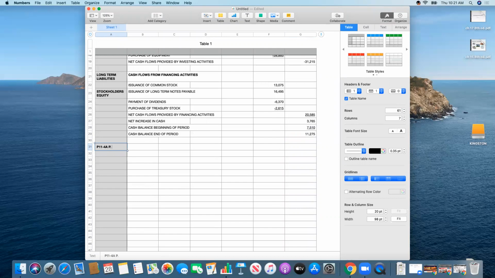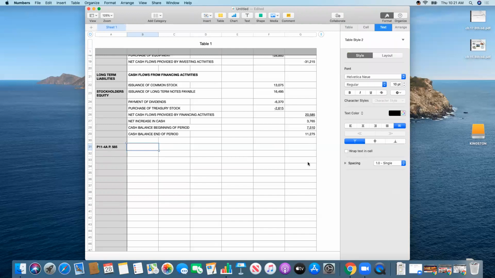Right, and this is on the next page, page 585. All right, so here we go. The income statement, balance sheets, and additional information for Videophones Inc. are provided.